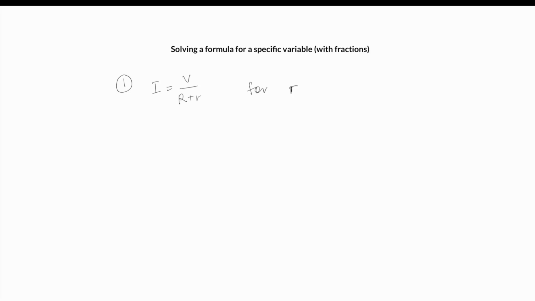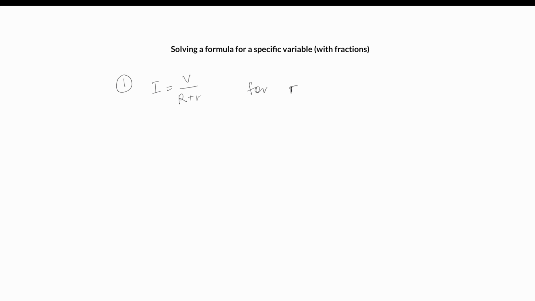Hello and welcome to solving a formula for a specific variable with fractions. So here essentially you have an equation with a fraction, or a rational equation, but it has more than one letter inside of it, and we are asked to get one of the letters, the r in this case, by itself. Anytime you're solving a rational equation, your first goal is to remove fractions.